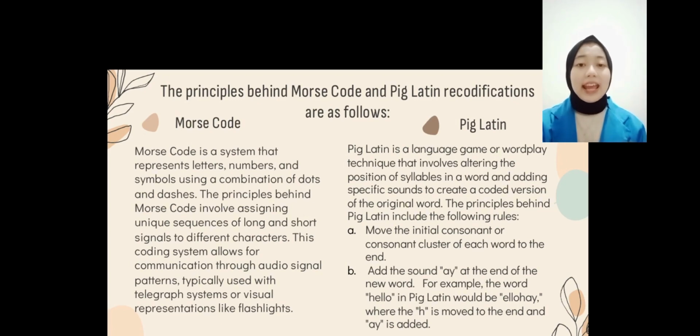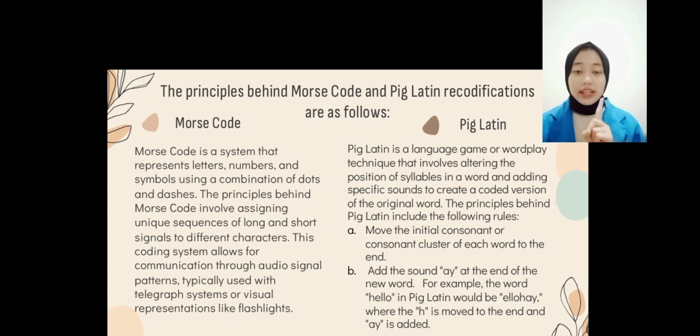Big Latin is a language game or wordplay technique that involves altering the position of syllables in a word and adding specific sounds to create a code version of the original word. The principle behind Big Latin is to alter the original word by moving the initial consonant or consonant cluster to the end of the word and adding the suffix a after it. We got the point from that.